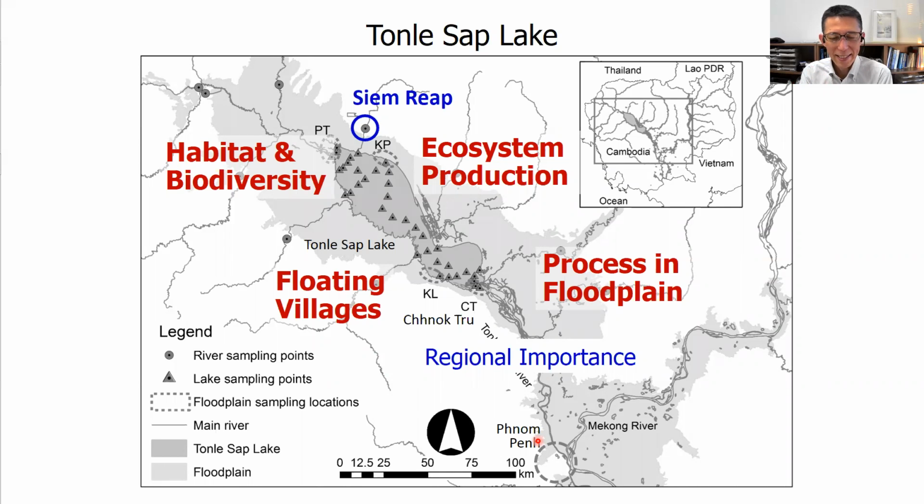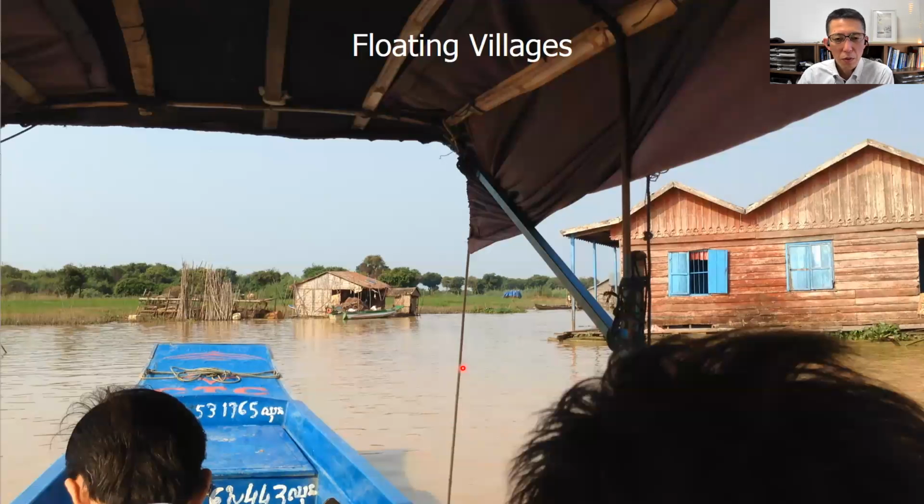Because of this, we can see many floating villages in the floodplain part. They are building a house on the water, and the house is floating on the water. This means that they can stay on the water the whole year, by changing the location of the house to find the good fishing point, depending on the water level or seasons. Now I would like to insert a short movie showing you the floating village.